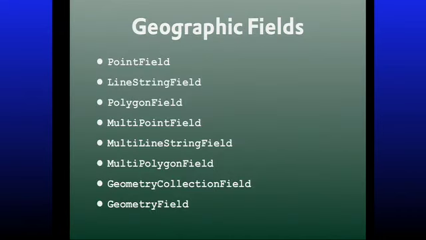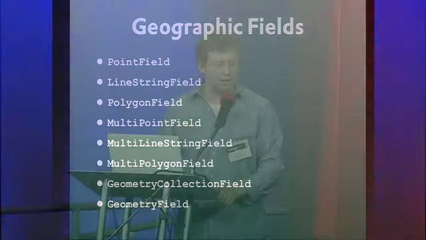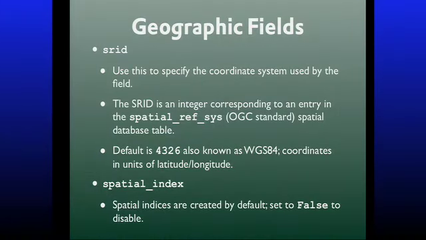So these are the geographic fields that we support. Like I said, we have PointField, LineStringField, PolygonField, MultiPointField, MultiLineStringField, and even a catch-all GeometryField, which can handle any geometry. Now, like normal fields, these also take keyword arguments. And the most important one is SRID. You use this to specify the coordinate system used by the field.